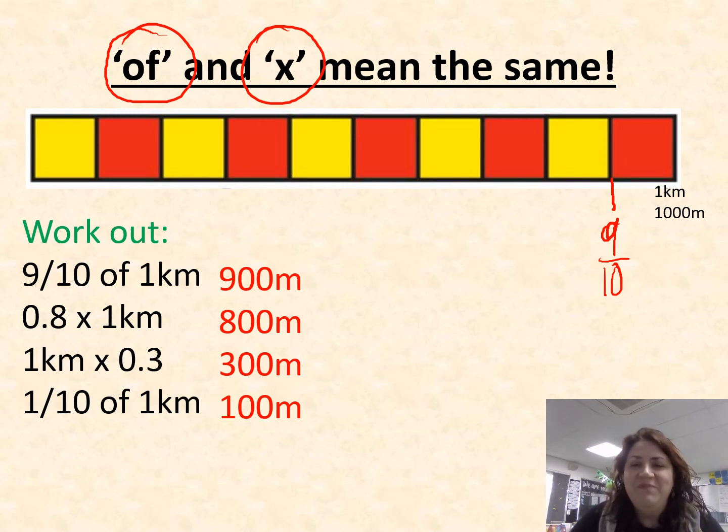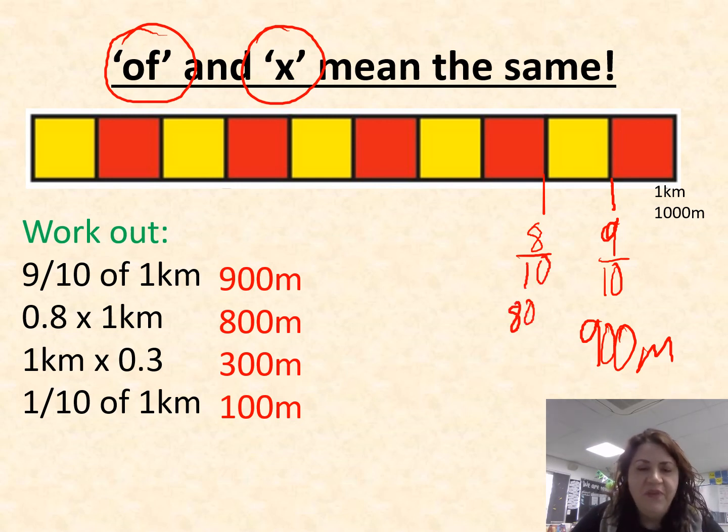Each section is worth 100 metres, which means 9/10 would be 900 metres. So that's our first one. Right, then rather than a fraction, we've got a decimal, 0.8. 0.8 is the same as 8/10, which would be here. So if 9/10 were 900 metres, 8/10 would be 800 metres.